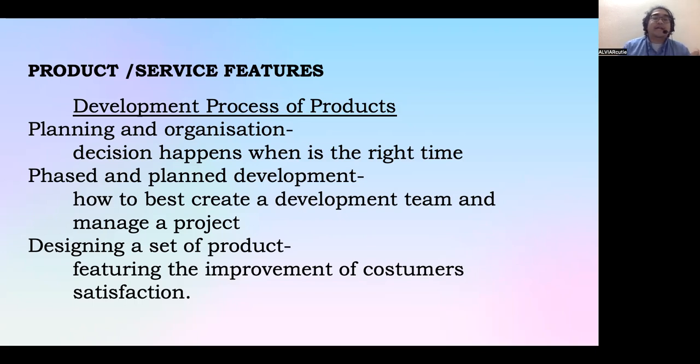So, third one is designing a set of product featuring the improvement of customers and satisfaction. So, sa designing of set product naman, may mga survey na tayo, may mga IT expert na tayo kasi 'di ba meron na rin tayong mga conversation or feedback. Ito yung sa feedback, designing a set of products. So makikita natin yung feedback natin doon kung ano pa yung i-improve, ano pa yung babaguhin, ano yung idadagdag. So yun yung designing a set of products.